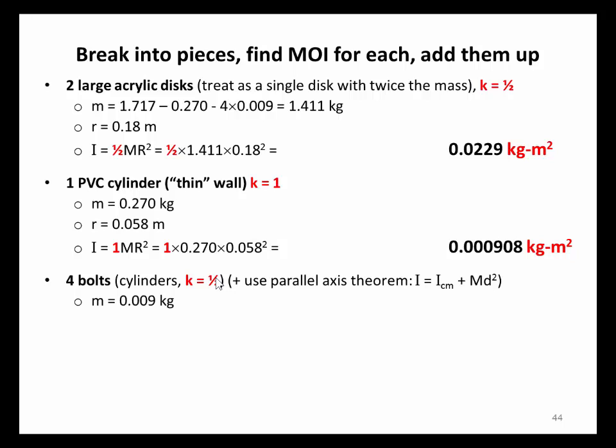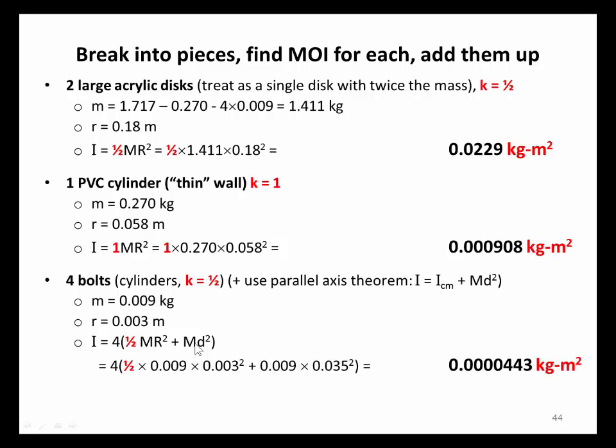So the mass of each bolt is about 9 grams each. The radius of each is about 3 millimeters. So they're about 6 millimeters across in diameter. And if we actually take our moment of inertia using the parallel axis theorem and plug in, we find that this is our result. And once again, as small as our PVC cylinder was relative to our acrylic discs, these are even smaller yet. If we add all this up, we find it's 0.0239 kilogram meters squared.